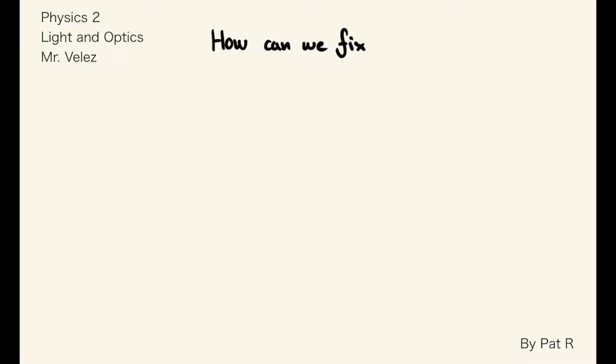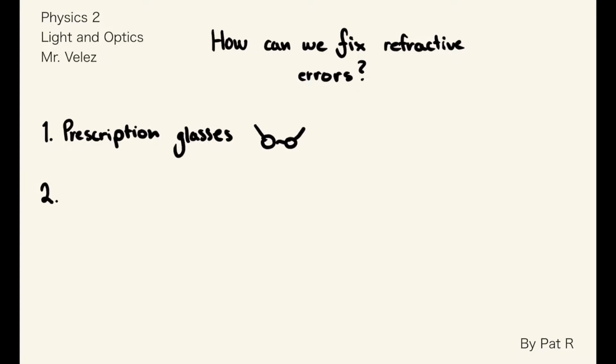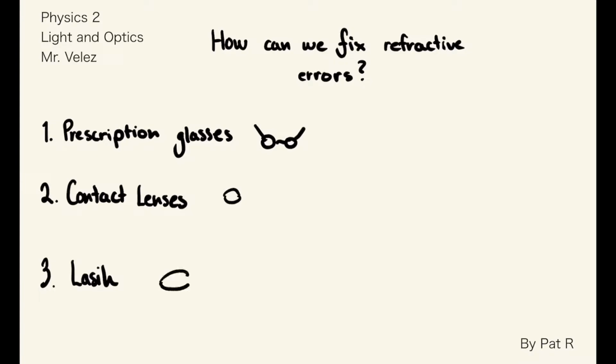So how do we fix these errors? There are four common ways to fix or alleviate the errors: prescription glasses, contact lenses, LASIK surgery, or to stop squinting to prevent future harm to your cornea.